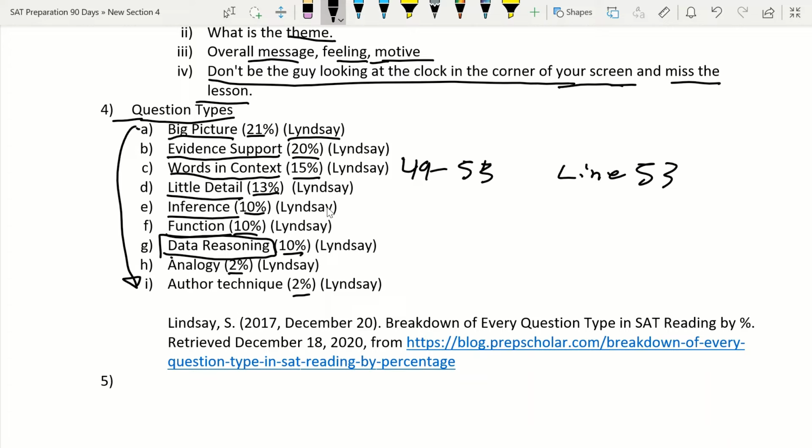All right, so then the last two are going to be the analogy and the author technique questions. These are pretty rare. As you can see, 2% each, so there's not going to be a whole lot of time devoted to those in this 90-day series.